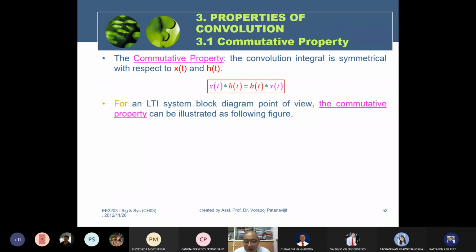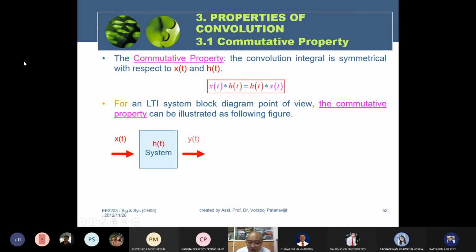The convolution has the same properties as multiplication. The first one is the commutative property. The convolution integral is symmetric with respect to x and s. You can see that you can fix either one: x convolved with s equals s convolved with x. We already used this technique when determining the result of the convolution, by fixing the complex one and processing the simple one. For an LTI system, from the block diagram point of view, the commutative property can be illustrated as in the following figure.